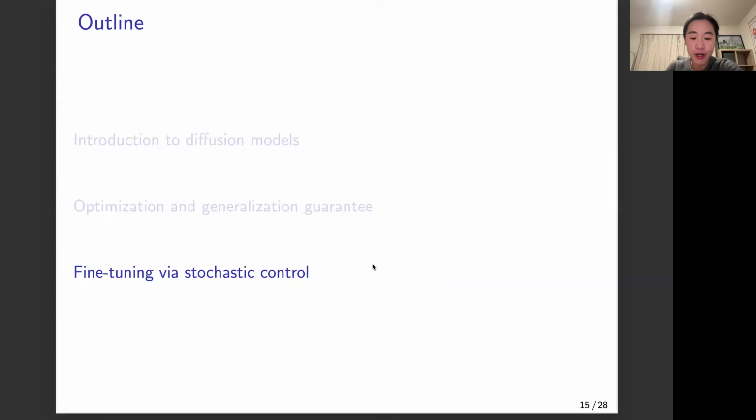Okay, so I think I'll take another pause to see if there's any questions for the first part before I move on to briefly mention fine-tuning. I think I probably took too much time for the first part, but I still want to see if there are any questions before I move on. Do I have a quick question?